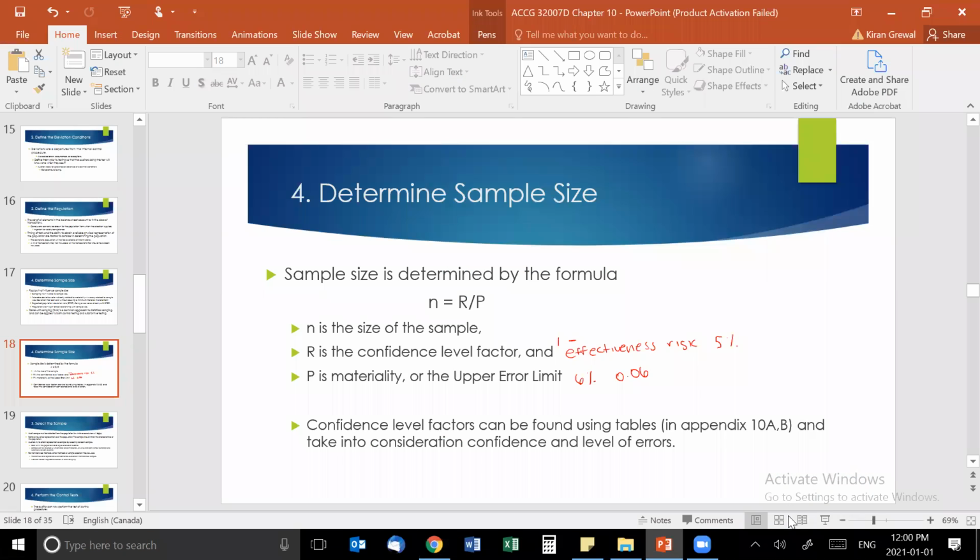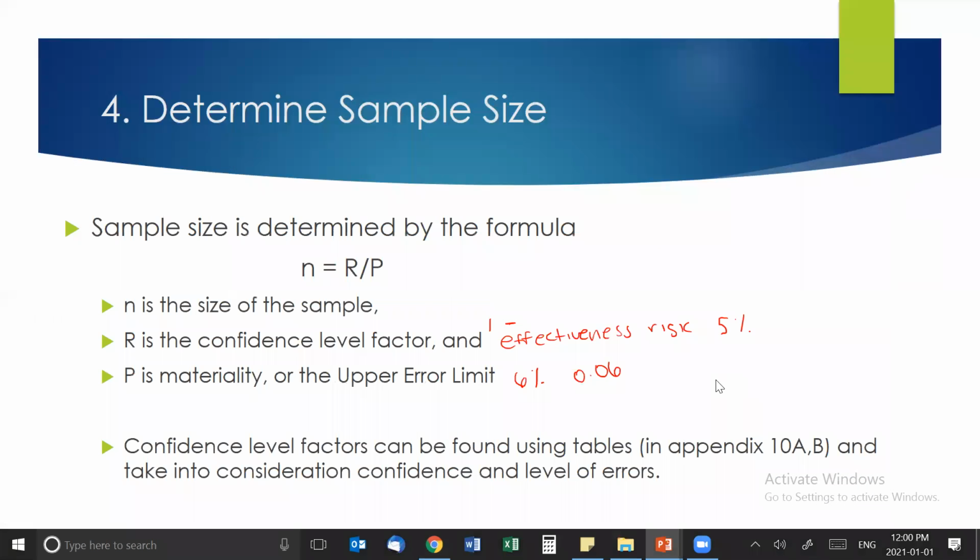Okay, so let's go back into here. If N equals R divided by P, your R is 3, your P is 0.06, which means you get 50 here. So your sample size is going to be 50. You do have to go into the tables to figure this out.